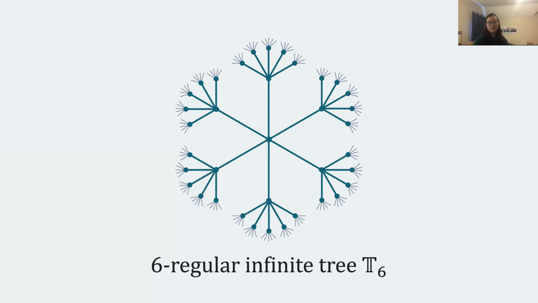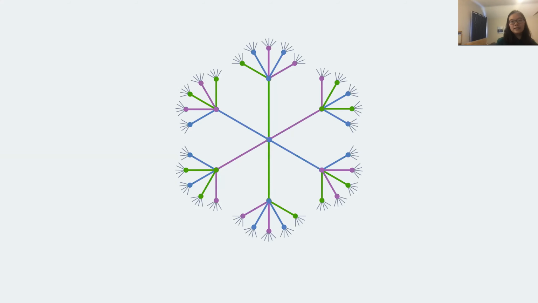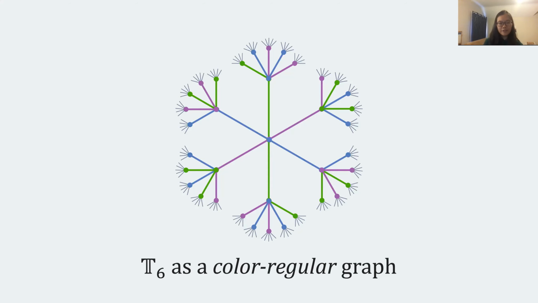Okay, so back to this example. What I'm going to do next is color each of the edges of the tree in such a way that I can view the graph as the sum of 3 different colored lines. There are the green edges, the blue edges, and the purple edges. I'm coloring this in such a way that the structure appears at every node, in the sense that I'm looking at this 6-regular tree as a color-regular graph. At every node, there are going to be 2 blue edges, 2 green edges, and 2 purple edges.